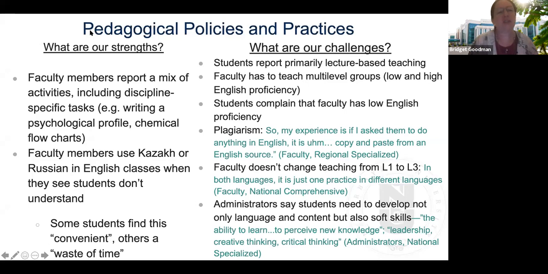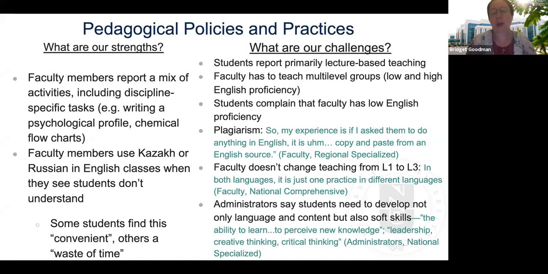As for the challenges, there are many. Students report primarily lecture-based teaching. I mentioned multi-level groups. The students complain that faculty have low English proficiency, and I've been rereading the data, and even some of the faculty members themselves are not sure about their proficiency.